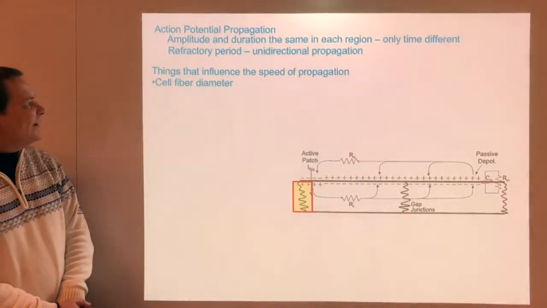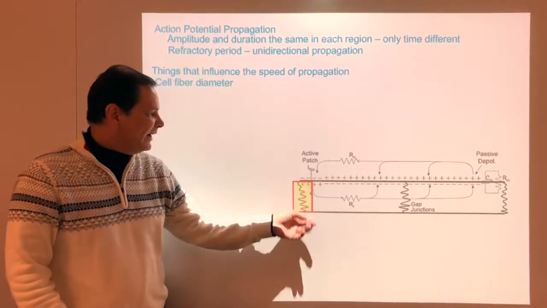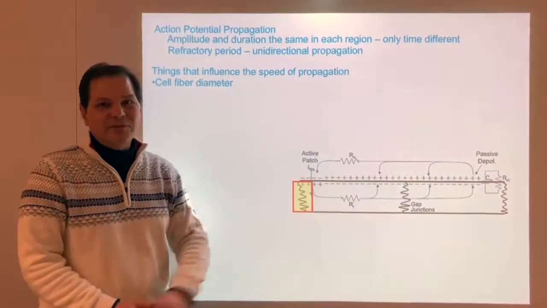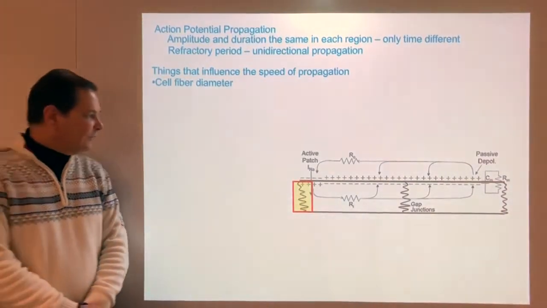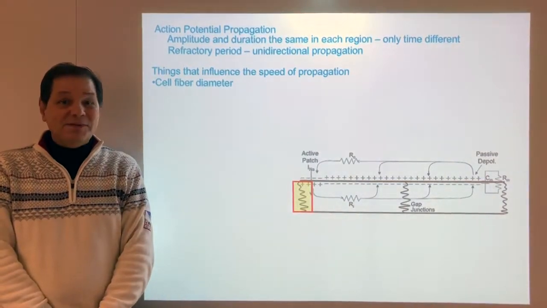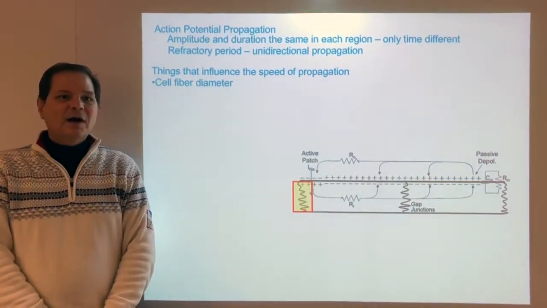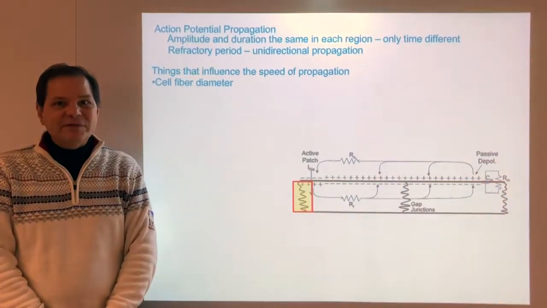So, things that increase the speed of propagation. Cell fiber diameter. The bigger the diameter of the cell, the faster the propagation. So if you think about cells that propagate action potentials really quickly, they're usually really big cells. Nerves are really big cells. Muscle cells are really big cells.